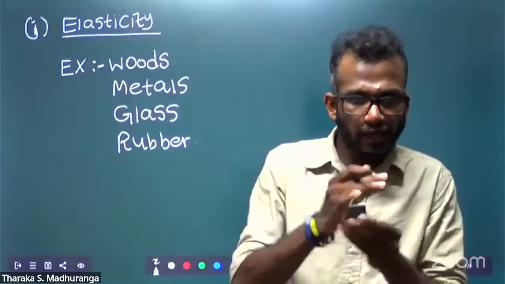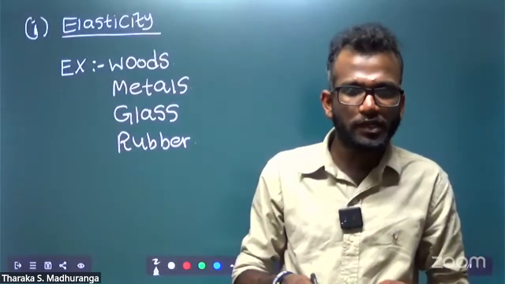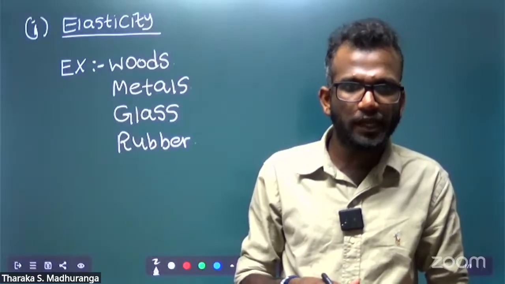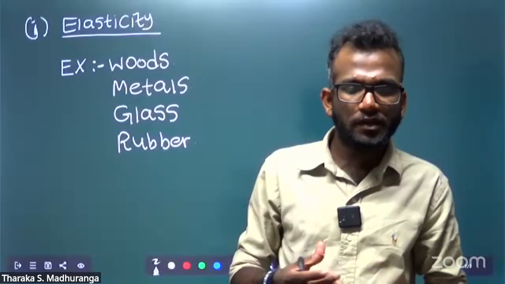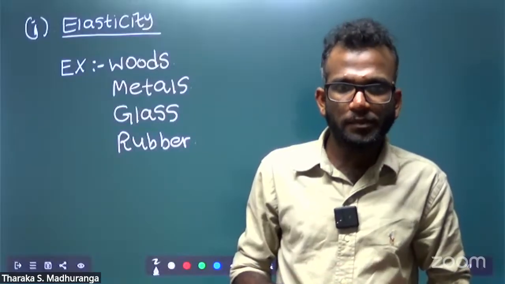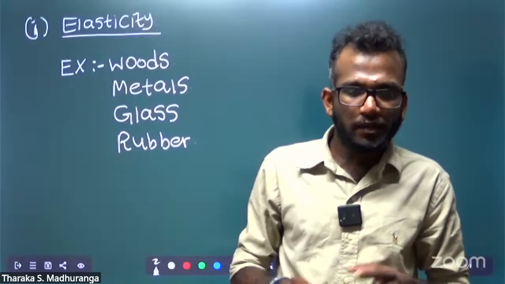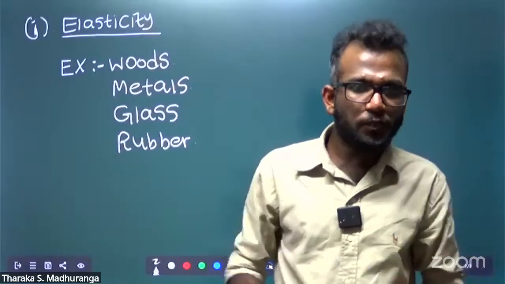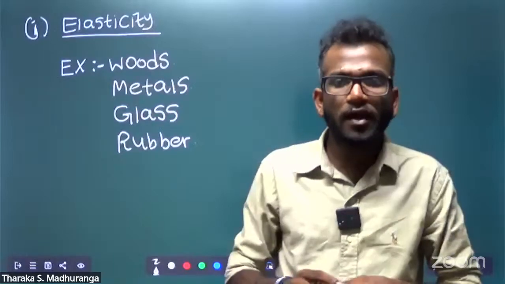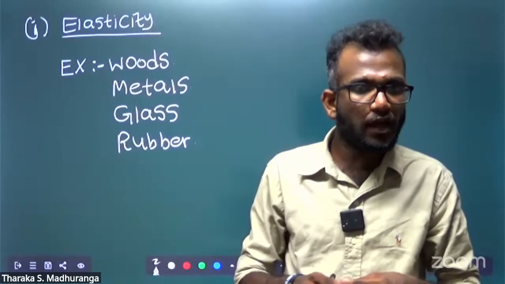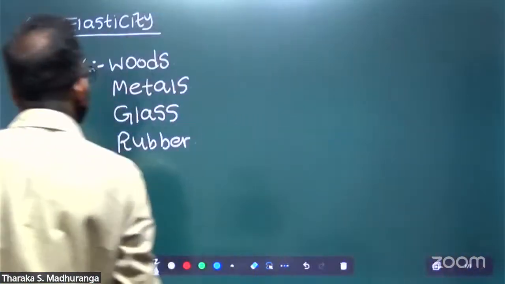Very complex structure polymers like vulcanized rubber we do not consider as elastic objects, but polymers with very simple structures, like the chain growth polymers we discussed in the polymer lesson, have elasticity characteristics. Mainly they are the examples for elasticity.